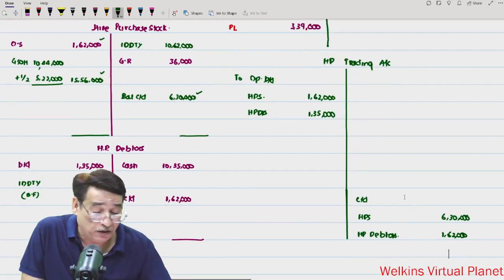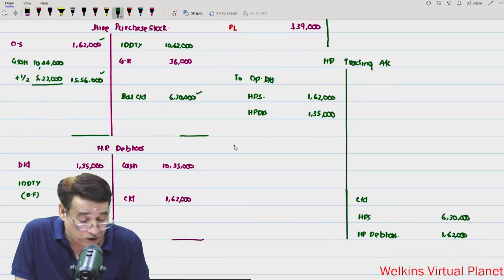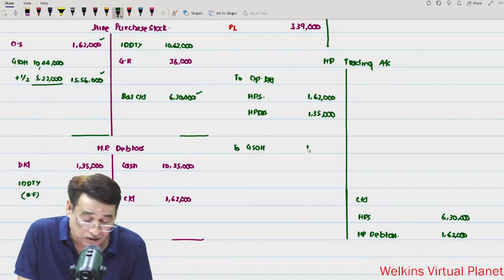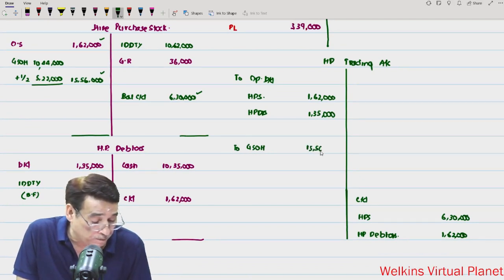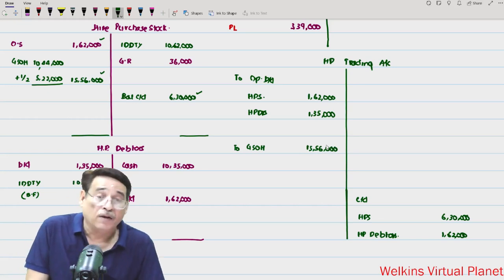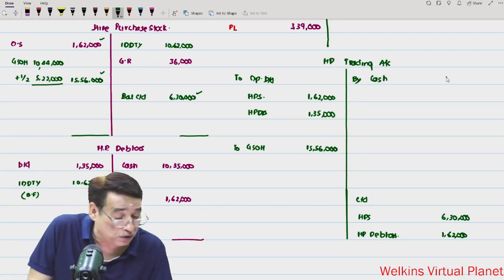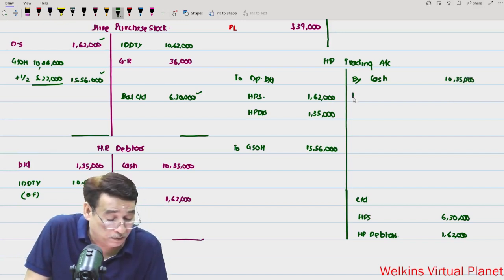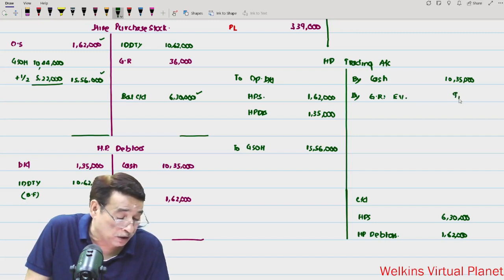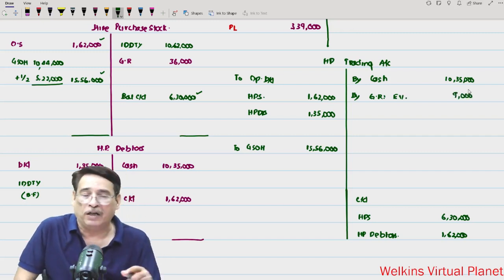Then after writing the opening and closing balances, what else do you need to write? You write here goods sold on hire, of course, at hire purchase price, 15,66,000. Correct? And then you will have to write here by cash. Installment amount which you received is equal to 10,35,000. And don't forget to write goods repossessed. When you write here goods repossessed, you will write only the estimated value, which is 9,000. The loss will automatically get adjusted.